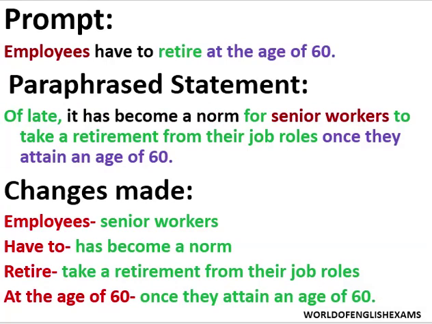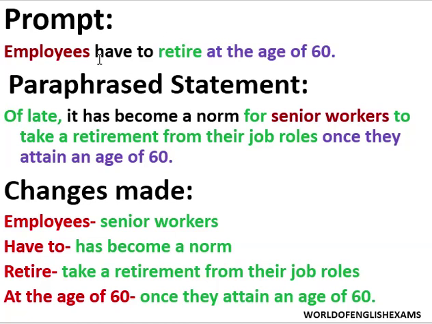So how to write the paraphrase statement? It is based on the prompt that employees have to retire at an age of 60. So now again you can see various colors that have been represented here. These colors include synonyms, and I have clearly indicated how I paraphrased it. So let's see. Of late. Of late indicates a recent trend. Of late, it has become a norm. It has become a norm is nothing but it has become a rule sort of thing. So a rule is similar to have to.